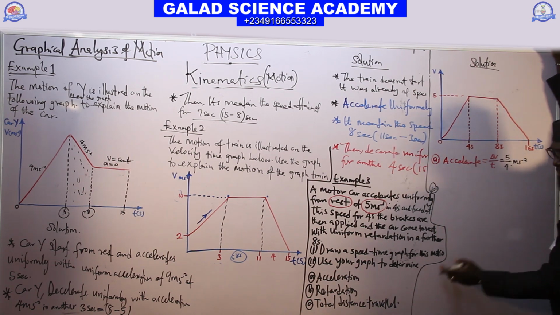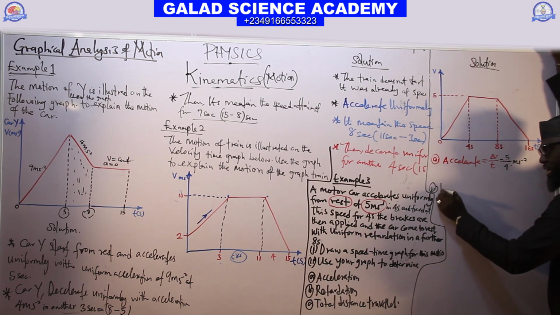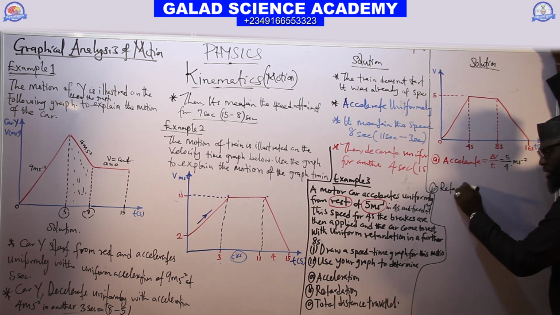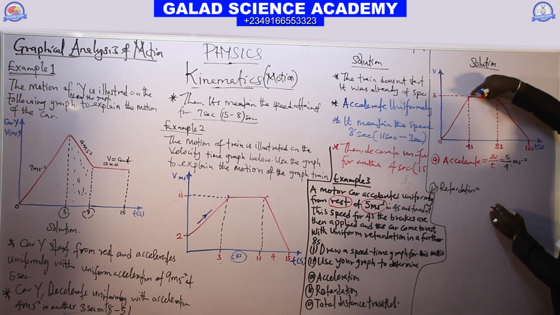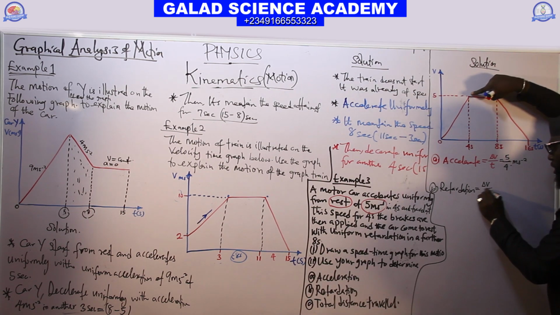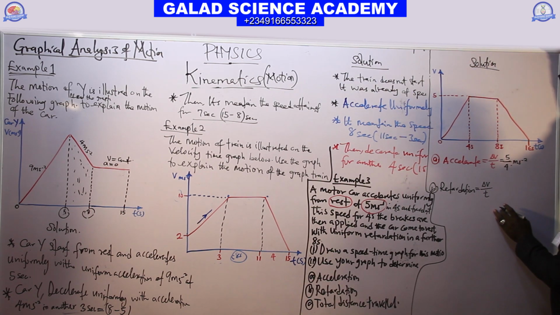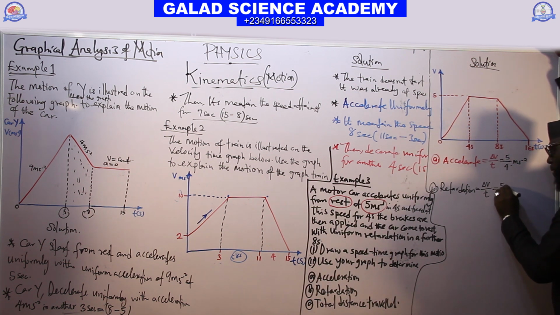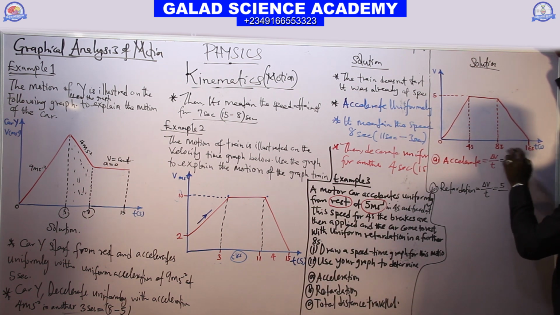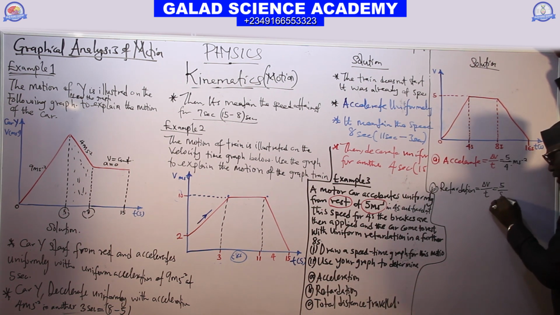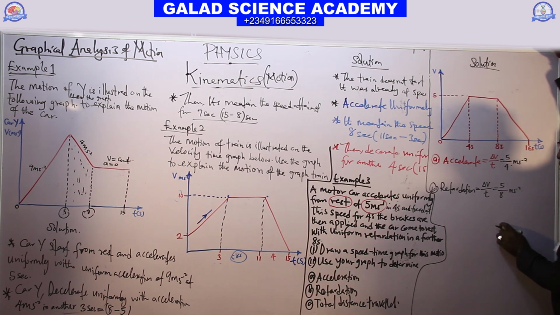The next one is to find the retardation. The retardation is also the change in velocity over t. So we have 5 over 16 minus 8. We have 5 over 8, in meters per second square.